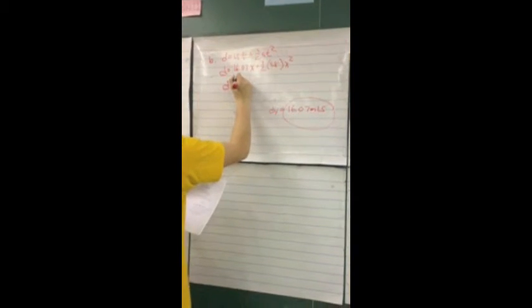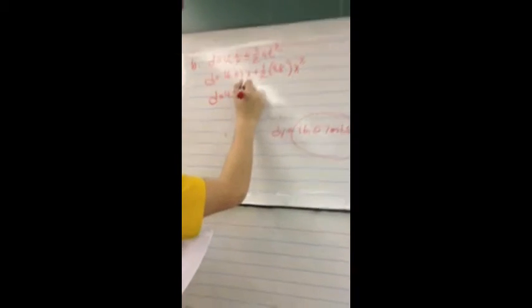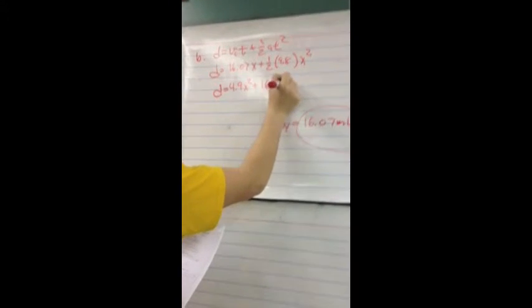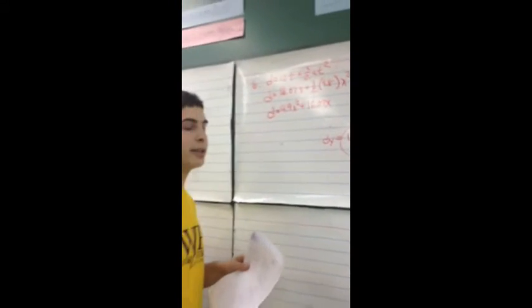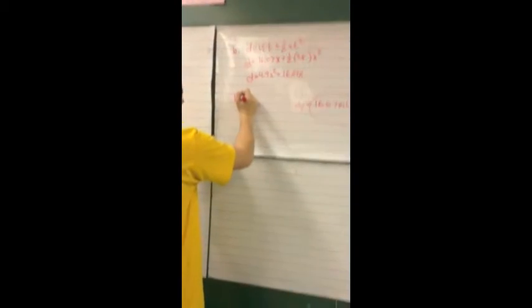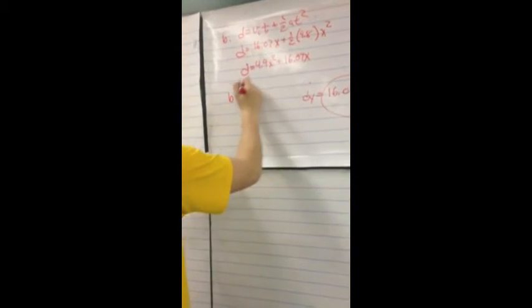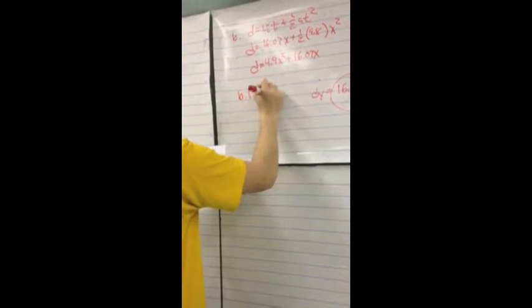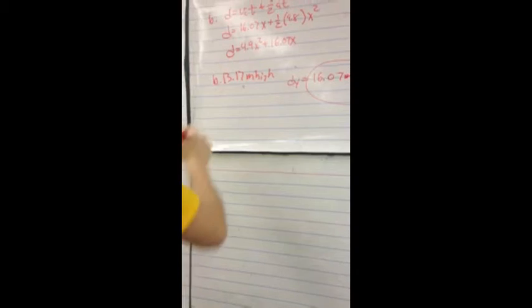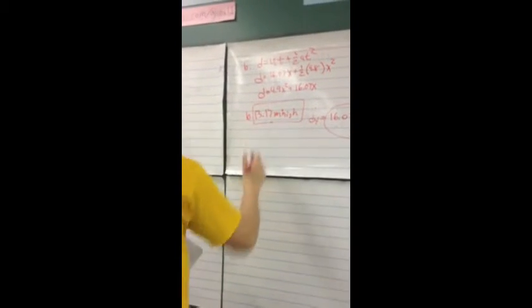To make it a little bit clearer for you guys, it becomes 4.9x squared plus 16.07x. I plugged that into the calculator, did a few things on the graphing part of it, and found your answer to part B to be 13.17 meters high. So your answer should be there or around that area.